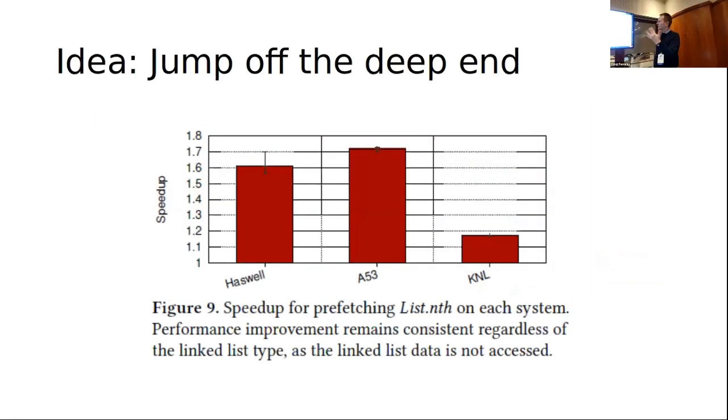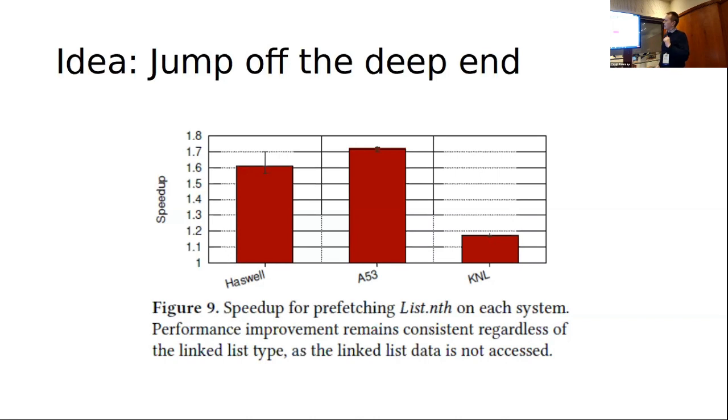This is for list.nth, which is the simplest case, right, where you just want the nth element of a linked list. It doesn't actually matter what type that linked list is because you never access its elements. You just walk the linked list for n elements. And you get really massive speedups, even with the hardware prefetcher turned on, which, given that we know you get massive slowdowns when you turn the prefetcher off, this is saying that the prefetcher is picking it up, but it's just not quite aggressive enough. It's not looking ahead quite far enough for this sort of code.